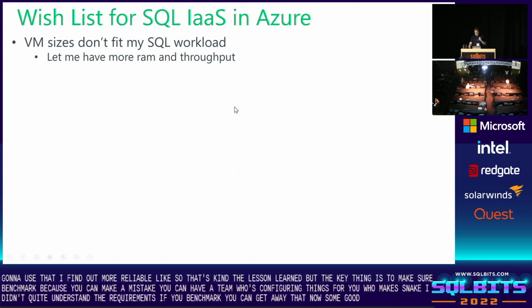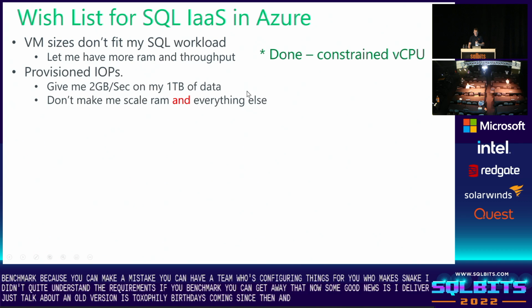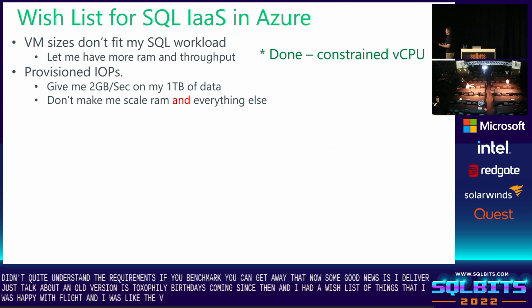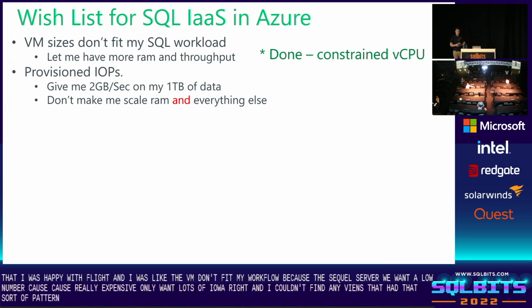Now, some good news is I delivered an old version of this talk, because obviously Burst has come in since then. And I had a wish list of things that I wasn't happy with, right? I was like, the VMs don't fit my workload, because for SQL Server, we want a low number of cores, because they're really expensive, and we want lots of I/O, right? And I couldn't find any VMs that had that sort of pattern. Microsoft released the constrained vCPU, or the SQL optimized. I wanted provisioned IOPS. I was like, what if I want to pay to just give me lots of throughput on a single disk? And they did that.